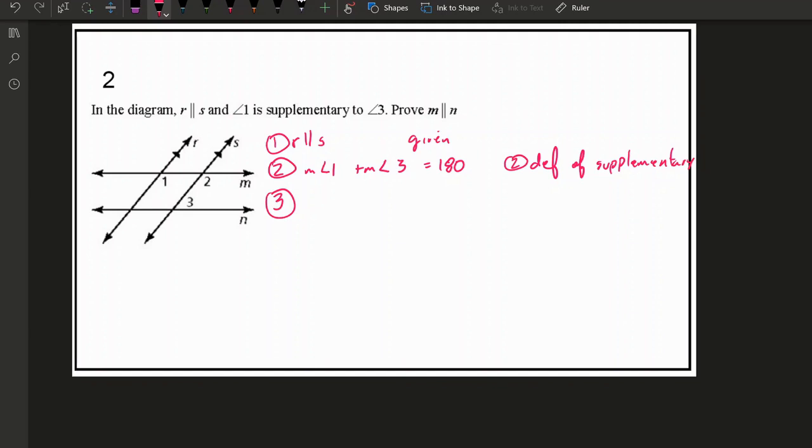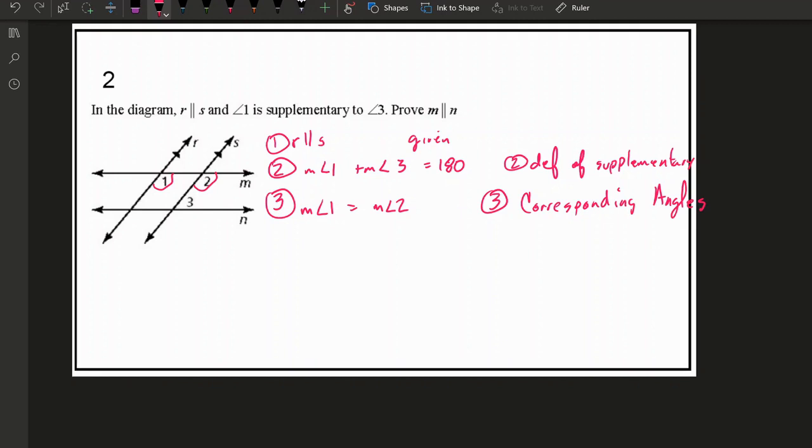Okay, step 3, since R is parallel to S, I'm allowed to use my parallel lines vocabulary. So here's R, angle 1 and angle 2. I can say that those are congruent to each other because they're corresponding angles. So now I can say measure of angle 1 is equal to measure of angle 2 because of corresponding angles.